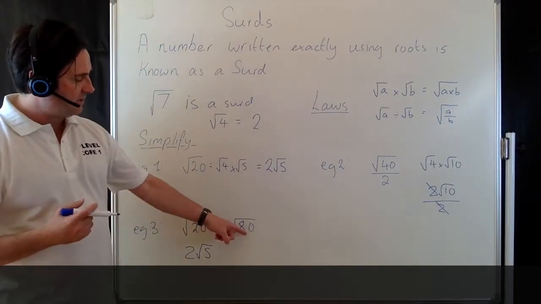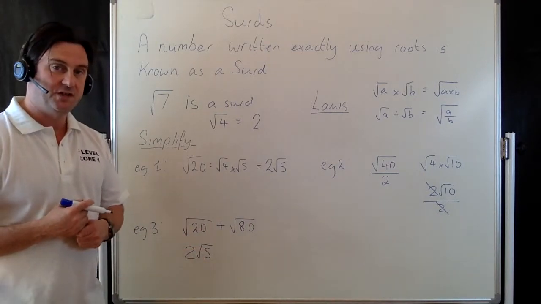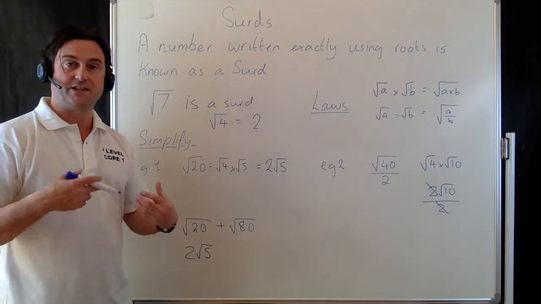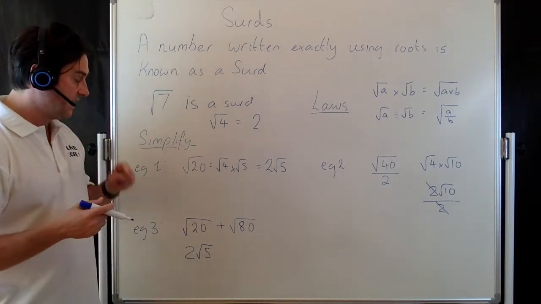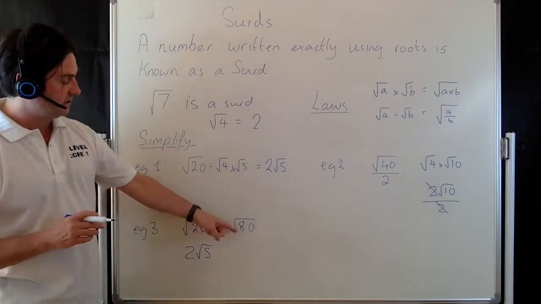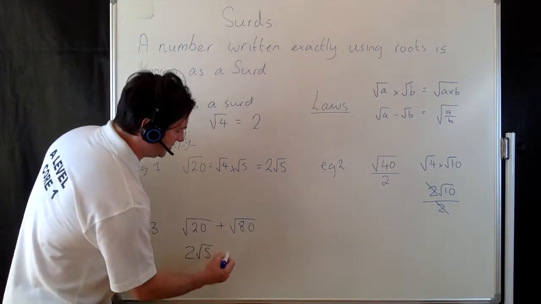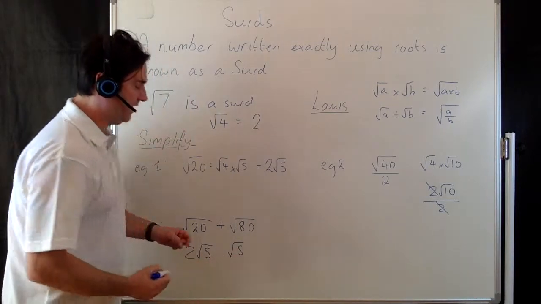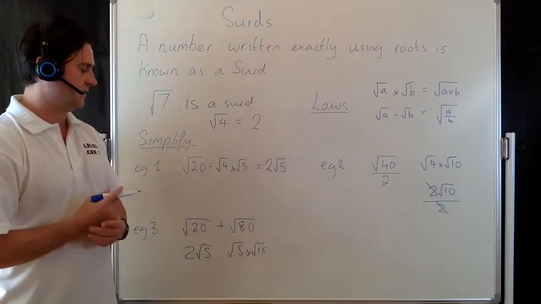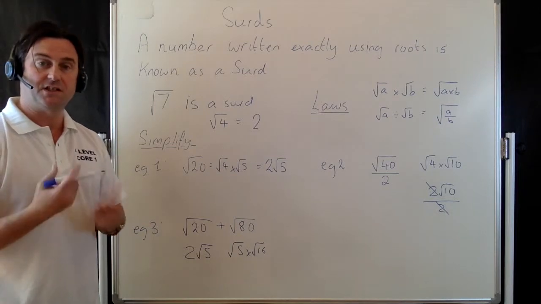Now if I can make this so I have a certain amount of root 5s, then I can add the same roots together. So just like if I had 2x add 4x, it gives me 6x. If I've got 2 root 5 and perhaps 10 root 5, I can add them together. So let's see if we can do that with this one. Well, here I could change this into root 5 times root 16, because 5 times 16 gives me 80. Root 16 can be rationalised, because the square root of 16 is 4.